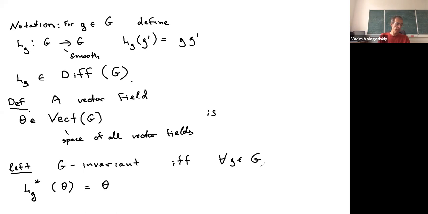Okay, so let me try to unravel the meaning of this equality. Well, what does it really mean? What is a vector field? I will draw a picture. So this is my manifold G, and for every point I have the tangent space, say T at g prime of G. So this is point g prime.